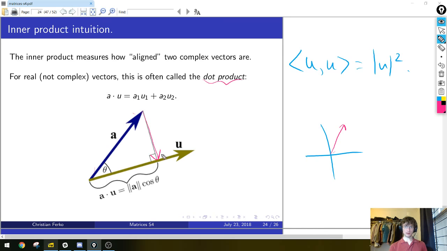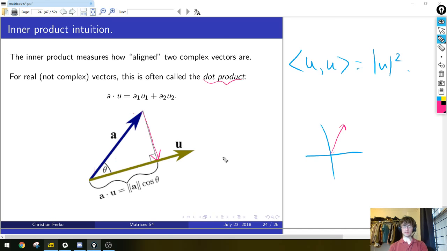It's taking the part of A that points along U, which is this part. And just by geometry, using trigonometry, this is going to be the length of A times the cosine of the angle theta between A and U. So for real vectors, this inner product or dot product will tell you the angle between two vectors.